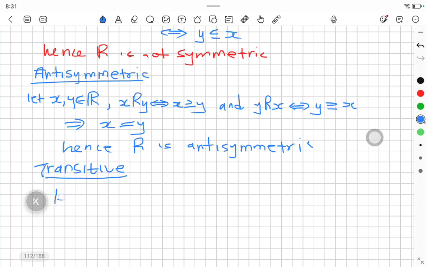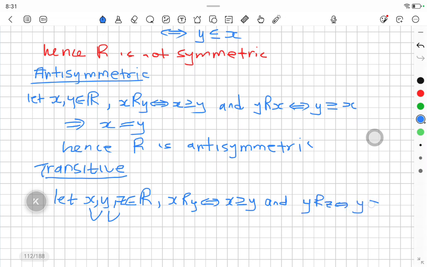For transitive, we're still going to need 3 elements. We let x, y, z be an element of R. Then we know that we're supposed to say that if x is related to y and y is related to z, we say that if x is related to y, this means that x is greater or equal to y, and y is related to z. This simply means that y is greater or equal to z. So now we're going to check if x is related to z, because they both have a common element, which is y. So we're going to add them, right, as we do.